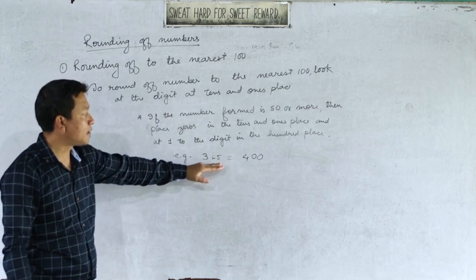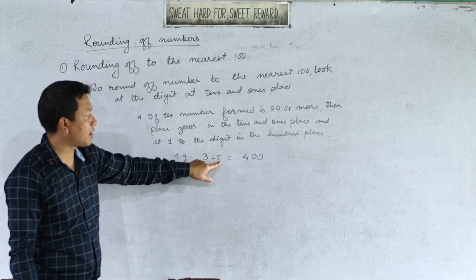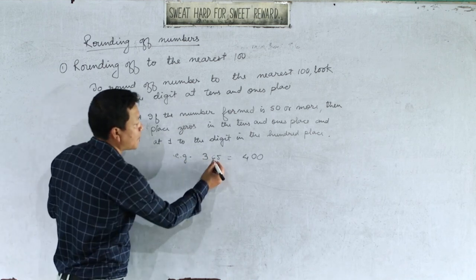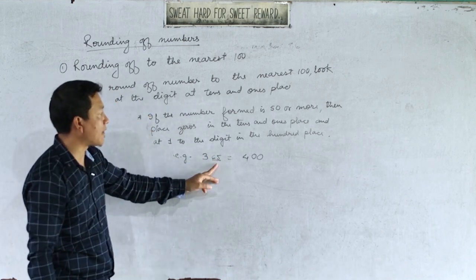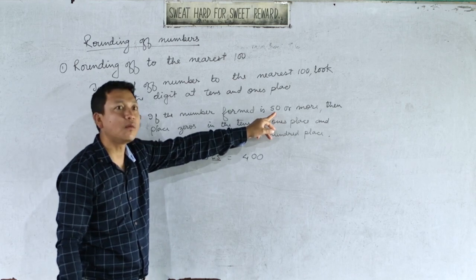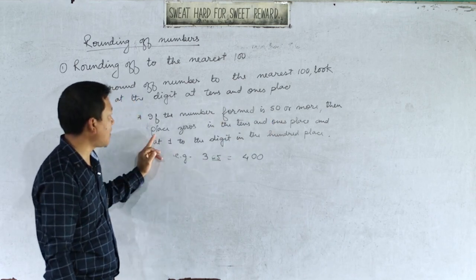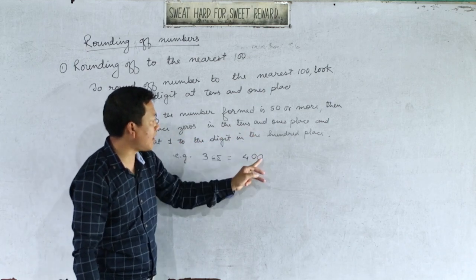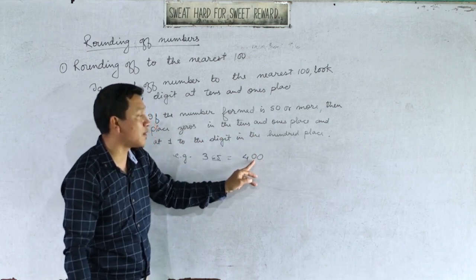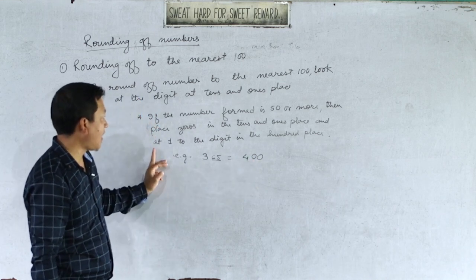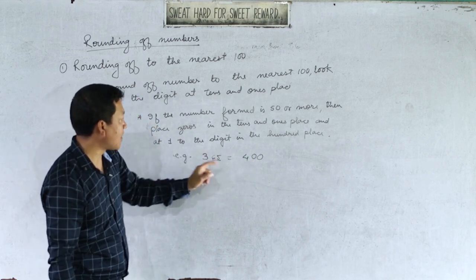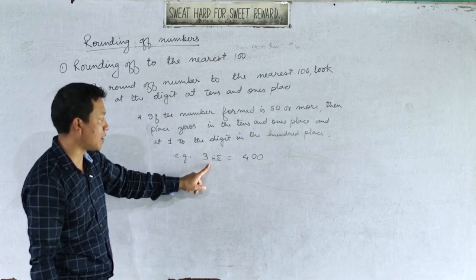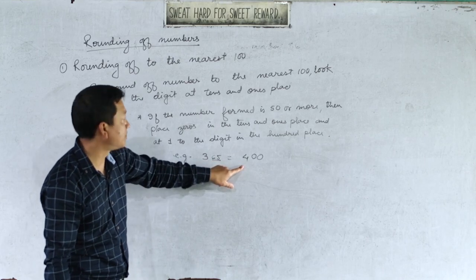The number formed by the tens and ones places is 65, which is more than 50. Then place zeros in the tens and ones place, and add one to the hundreds place. The digit 3 becomes 4.